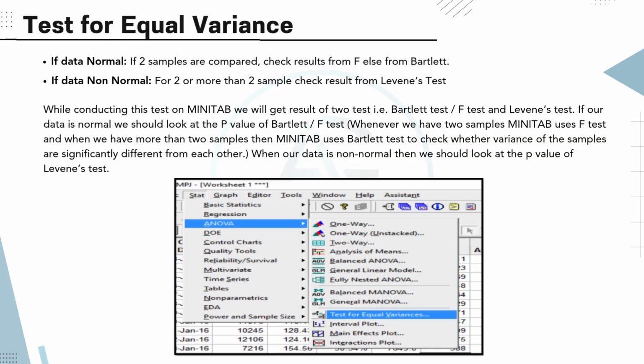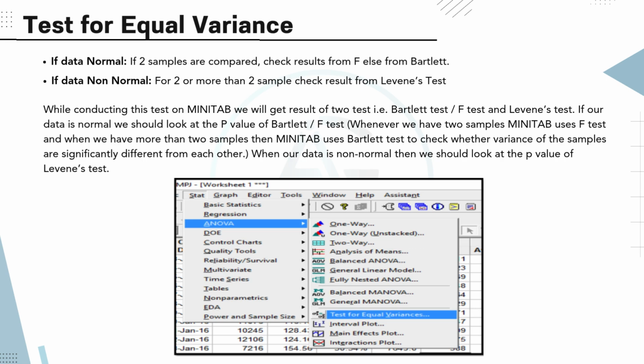So, how do we interpret them? If your data is normally distributed, you focus on the p-value of either the F-test or Bartlett test, depending on how many samples you are comparing. If your data is not normally distributed, then you rely on the p-value of Levene's test. As you can see in the image, under the Stat > ANOVA > Test for Equal Variances path in Minitab, you can access this test directly.